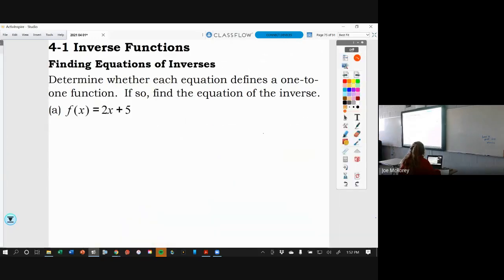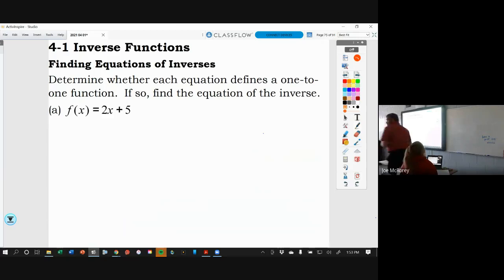Write down the function f of x equals 2x plus 5. And before we start doing math, is this a one-to-one function? And why? Mason? It is a one-to-one function because neither the x or y repeats. How do you know that by looking at the equation? Because it's not squared. Well, x cubed must work also. What is it?